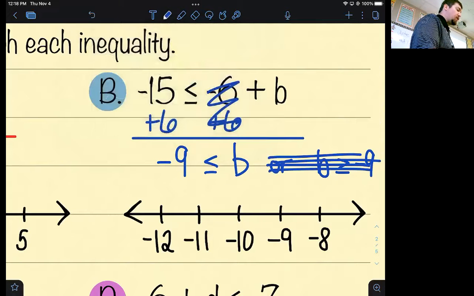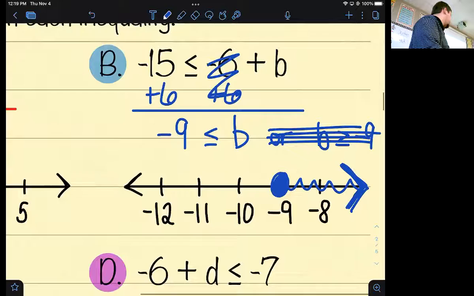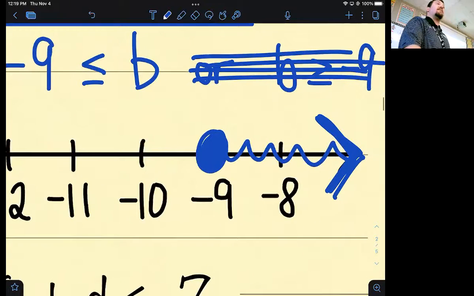Do I want to use an open or closed circle around -9? Yes, because it can also be equal to -9. So I'm going to close that in. And this means that B can be anything equal or larger than -9. And remember, larger numbers are always on the right side of the number line, even when they don't appear to be. We're dealing with negative numbers here. So if you're thinking, wait a second, -8 is bigger than -9. It's less negative, so it's bigger.